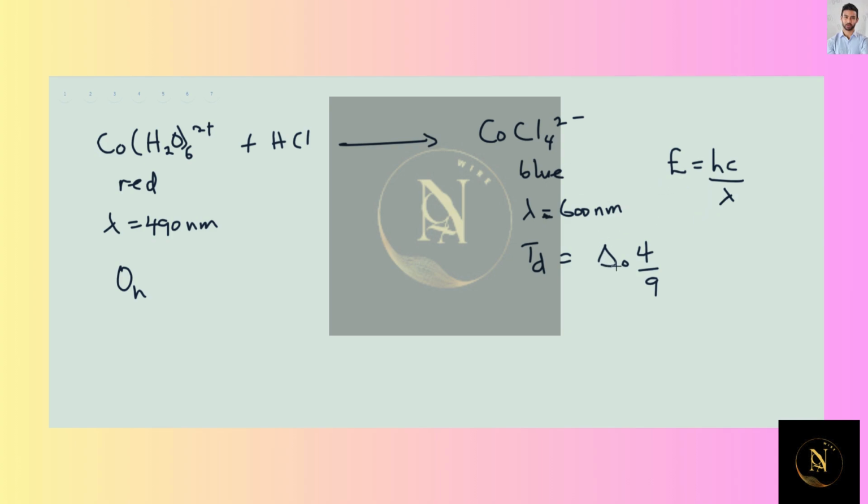Because this requires less energy, because of the smaller energy required in the tetrahedral complex, which is 4/9 that of the octahedral, it will absorb at a longer wavelength, around 600 nanometer, which will cause it to be blue. So that explains why you experience a color change going from this red octahedral complex to this blue tetrahedral complex.